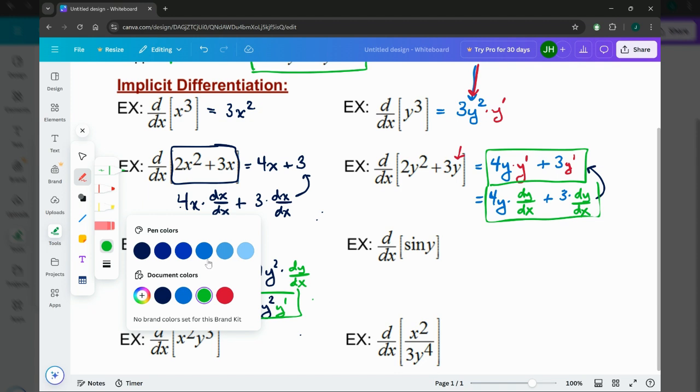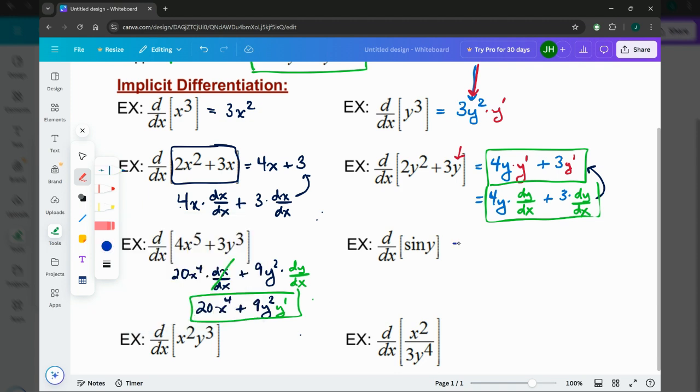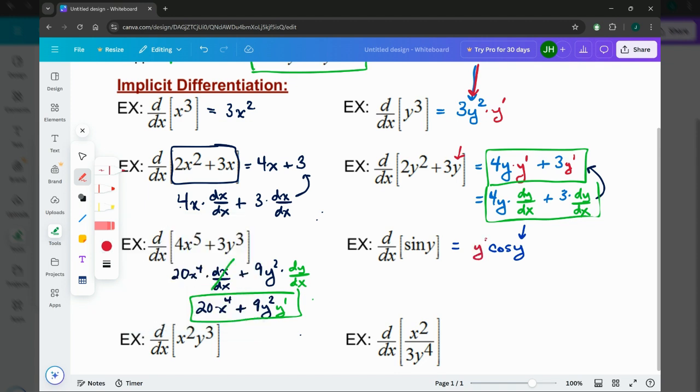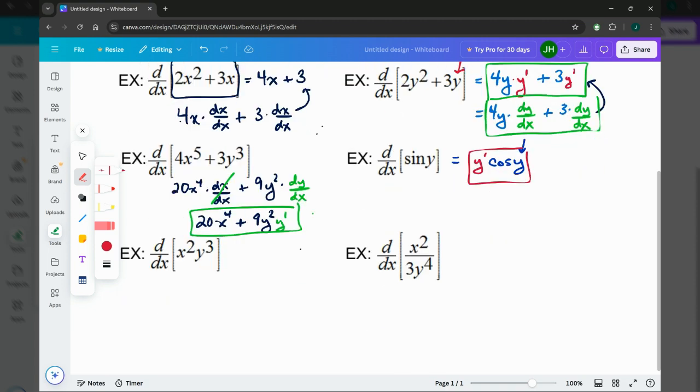What about sine? What's the derivative of sine? The derivative of sine is cosine of y. But chain rule says you have to multiply by the derivative of y. What is the derivative of y? It's y prime. All we're thinking about here is a chain rule. If it's not x's, if it's anything else, you have to consider the chain rule and multiply by the derivative of the inside.